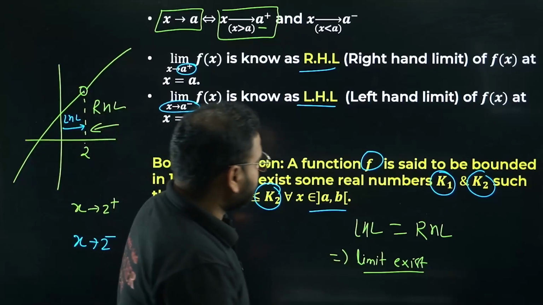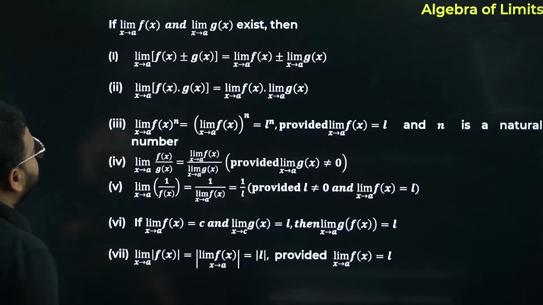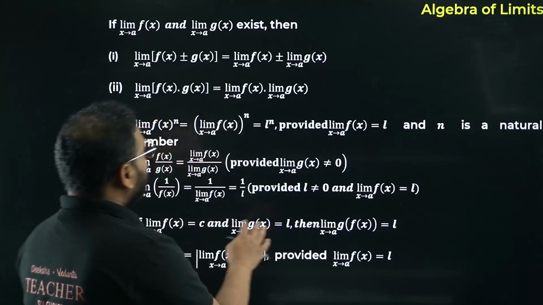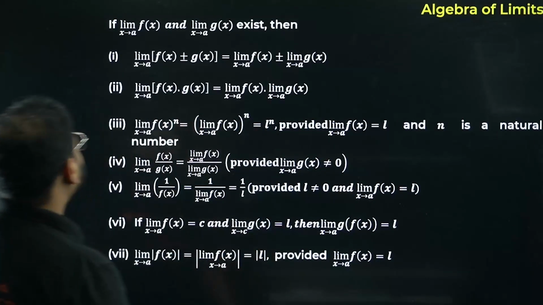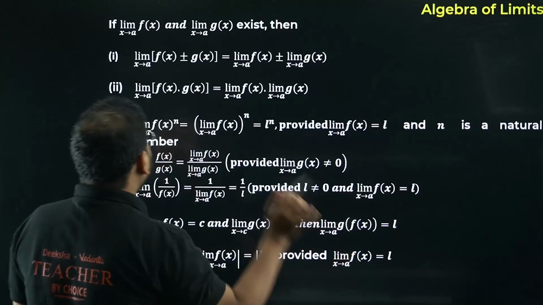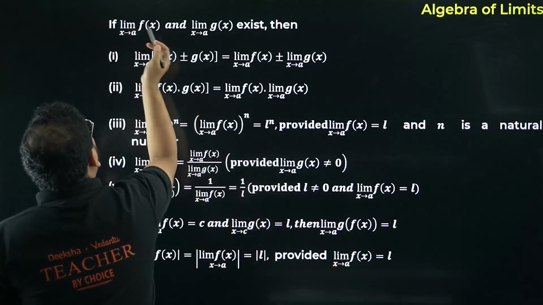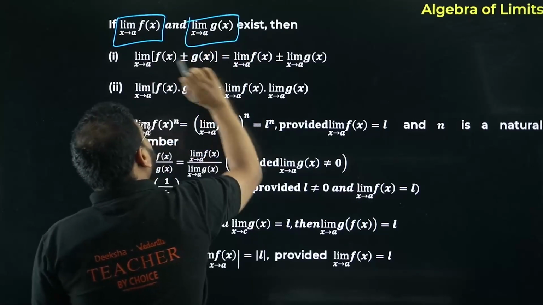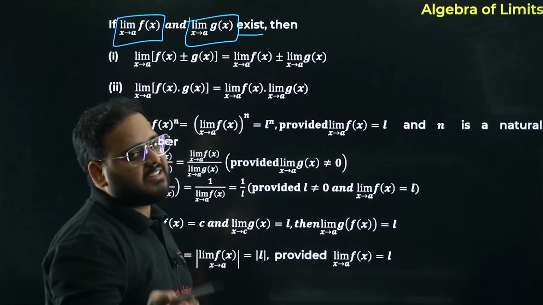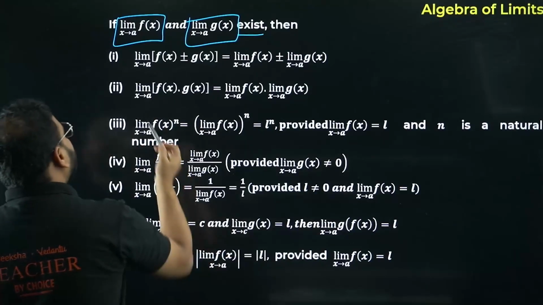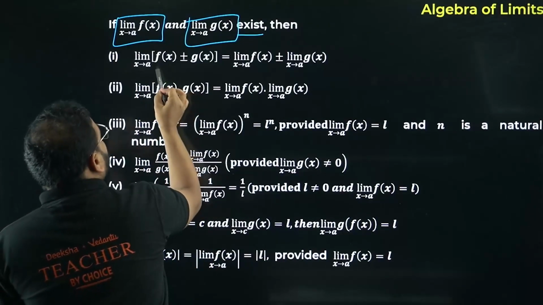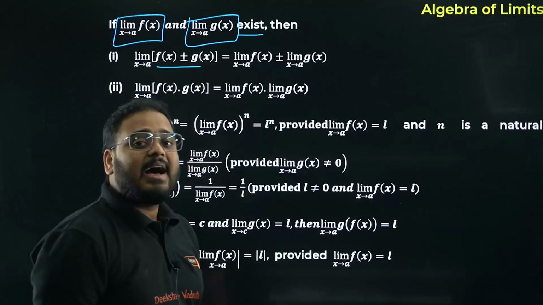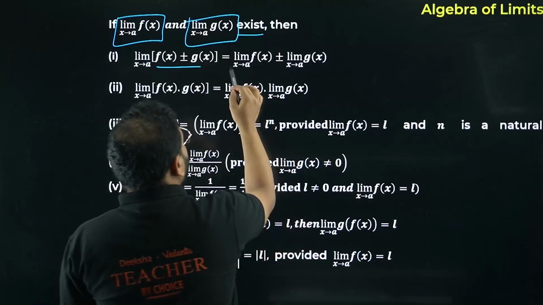Okay, chalo. So now we have algebra of limits, as we had in case of derivatives also. If we are given that we can find the value of the limit of f(x) at a and g(x) at a, and they exist, that's the meaning of finding the limit. Then we can write this. If I have to find the limit of f plus g(x) or f minus g(x), I can separate the functions and find the limits individually also.